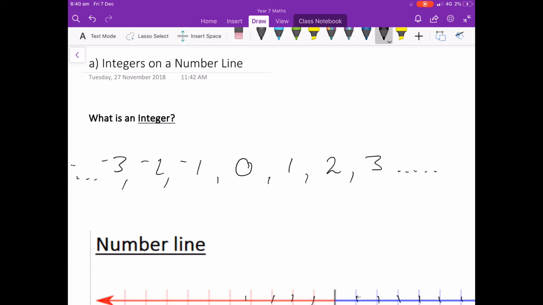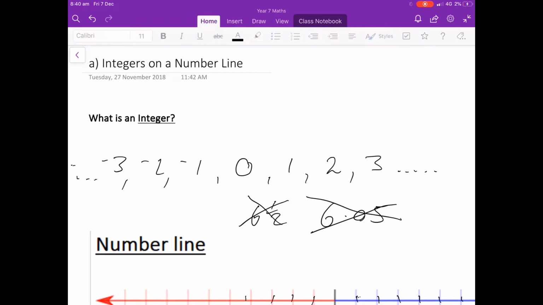What is not an integer is if we have a fractional part. That is not an integer. Or if we have a decimal part like this, that is not an integer. Just whole numbers, positive and negative, including 0.